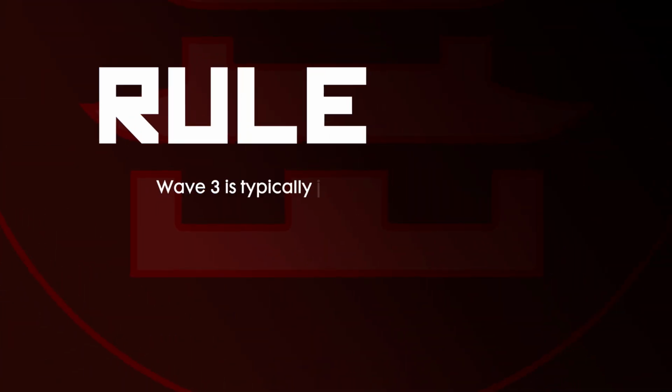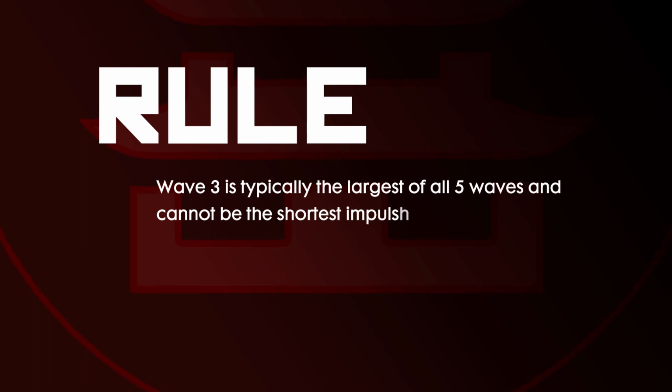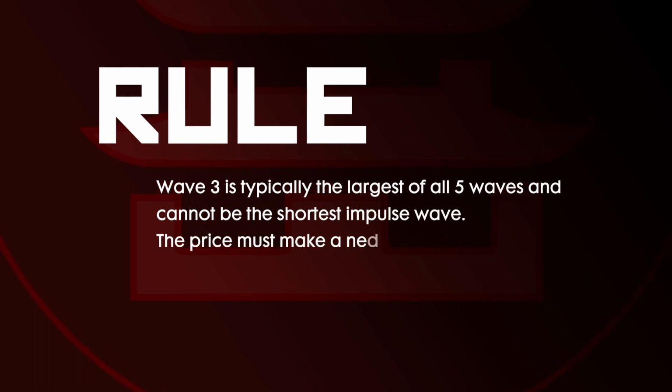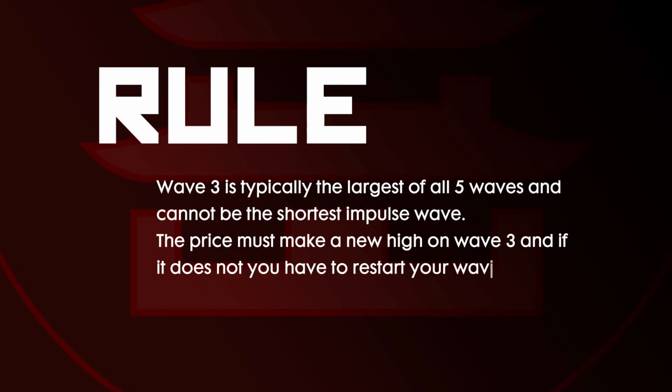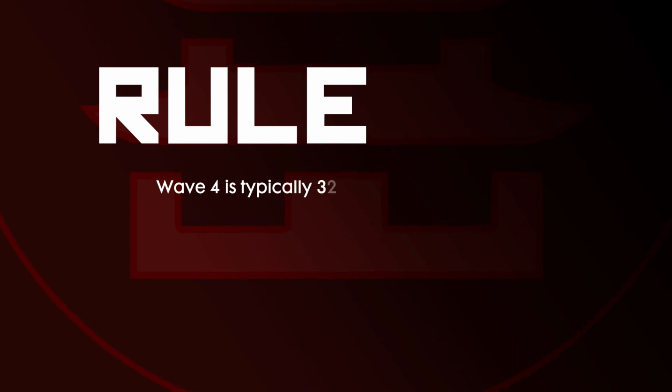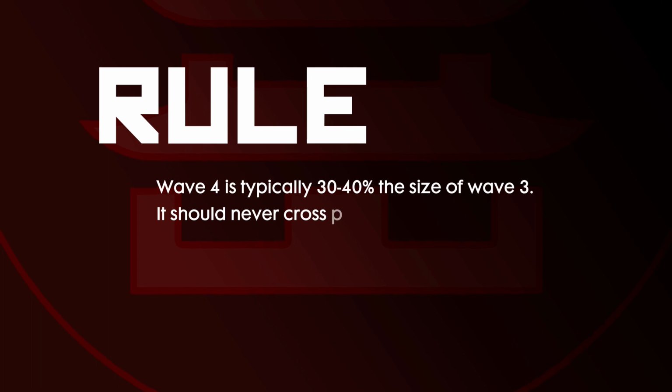A rule for wave 3 is that it is typically the largest of all of the 5 waves and cannot be the shortest impulse wave. The price must make a new high on wave 3, and if it does not, you have to restart your wave count. A rule for wave 4 is that it is typically 30 to 40% the size of wave 3.